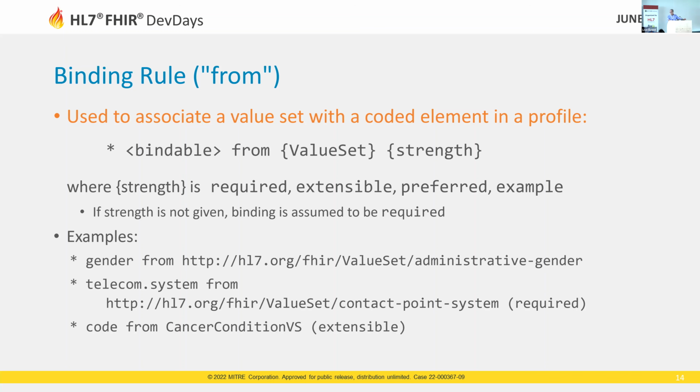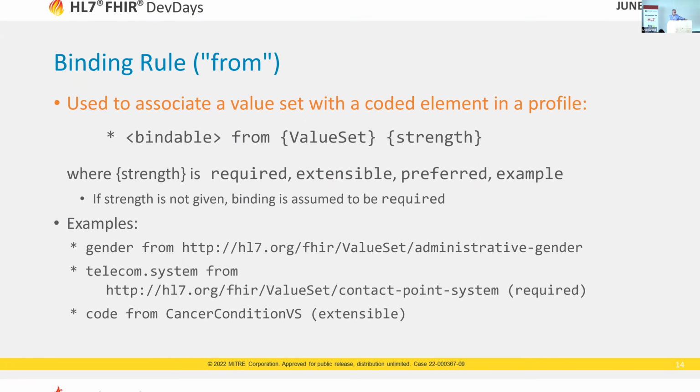Now, for those of you who know FHIR, there's 4 levels of binding strength. There's required, extensible, preferred, and example. And you can state that, it's optional. If you leave it out, Sushi will assume the binding is required. So if you just want it to be extensible, you just put that in parentheses after your binding. So the last one, for example, code from cancer condition VS, that's a value set that's named within Sushi, within FHIR Shorthand, and that's going to be an extensible binding.